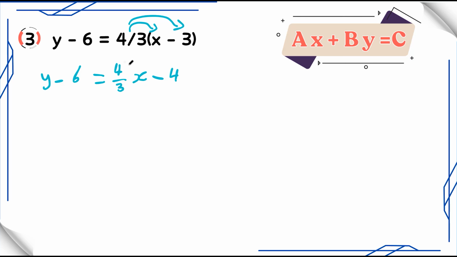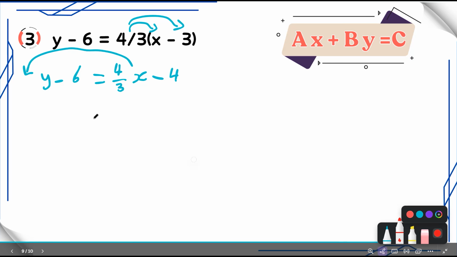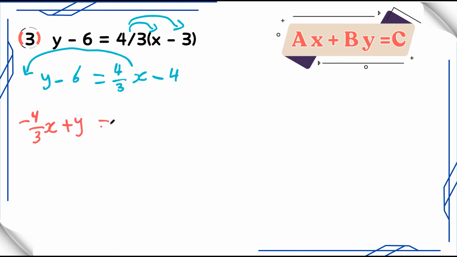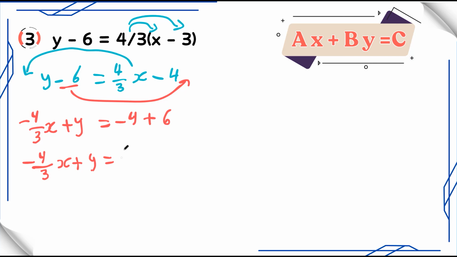The second step, put x on the left side with y. Here it is positive, so I put it here as negative. Negative 4 over 3 x, this positive y, and this negative 6, put it here, will be positive, because 6 is negative, and when you put it on the other side it will be positive. Now we have here negative 4. This negative 6 moved here will be positive 6. Now negative 4 over 3 x plus y equal negative 4 plus 6, which will be positive 2.